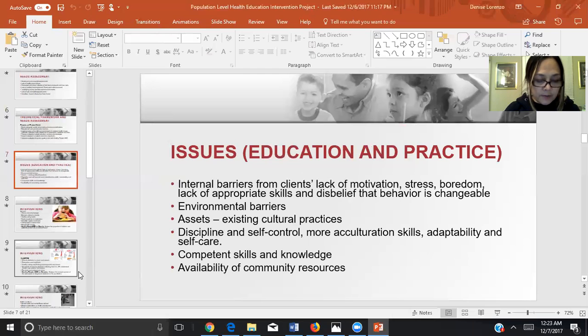Assets of the population, though, included existing cultural practices and specific behaviors that must be acquired to strengthen and reduce the effect of problems, including discipline, self-control, more acculturation skills, adaptability and self-care, competent skills and knowledge about the health issues, and availability of community resources for the homeless population.